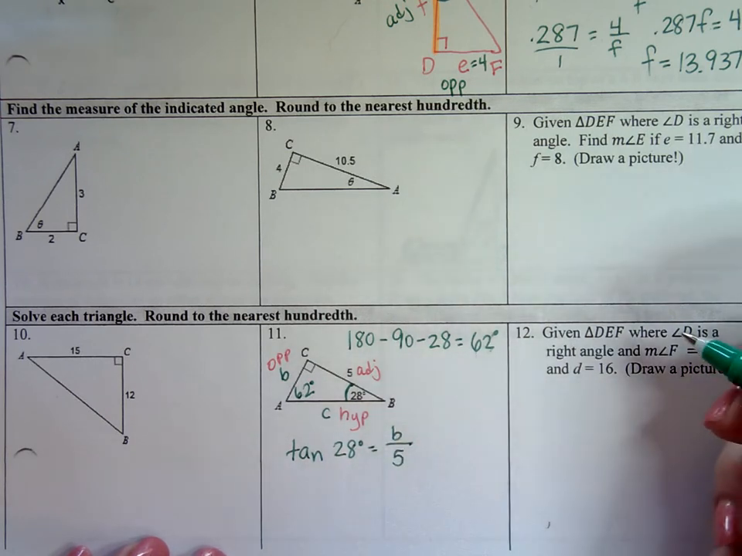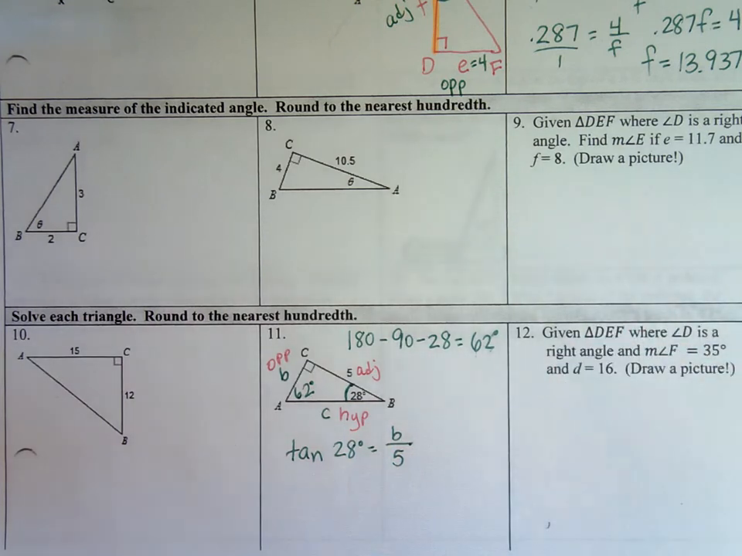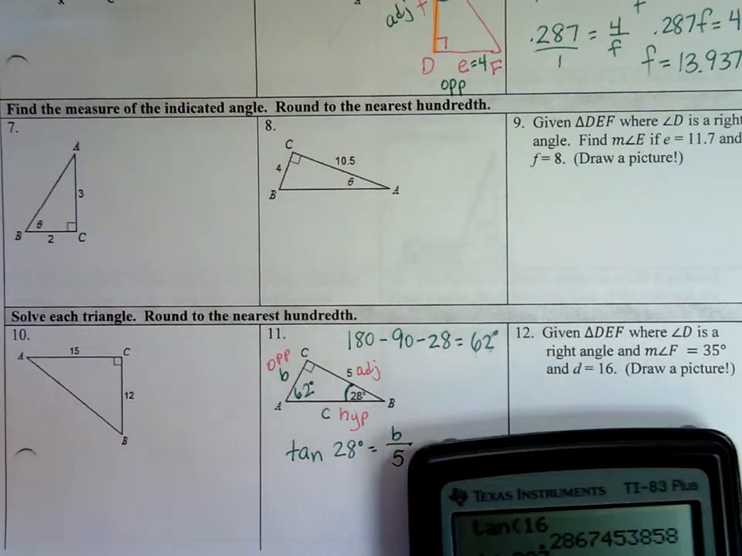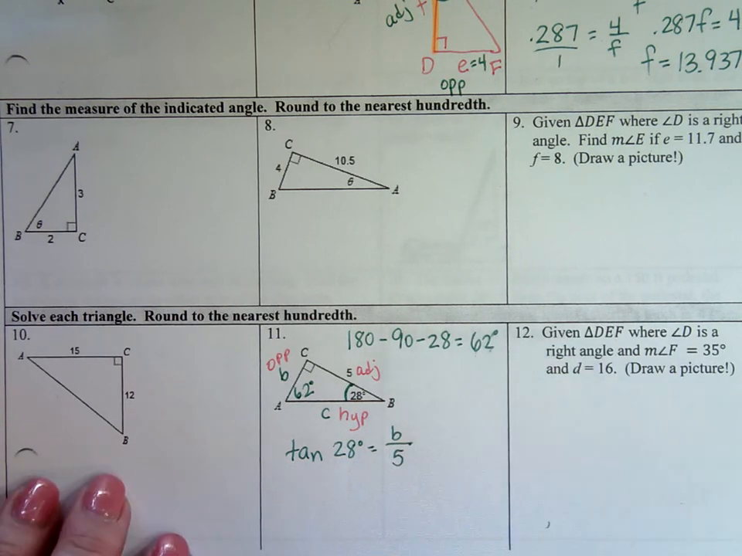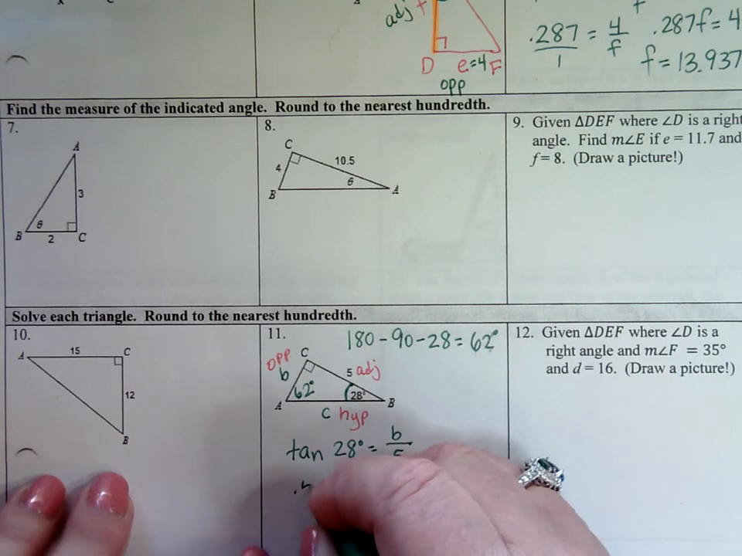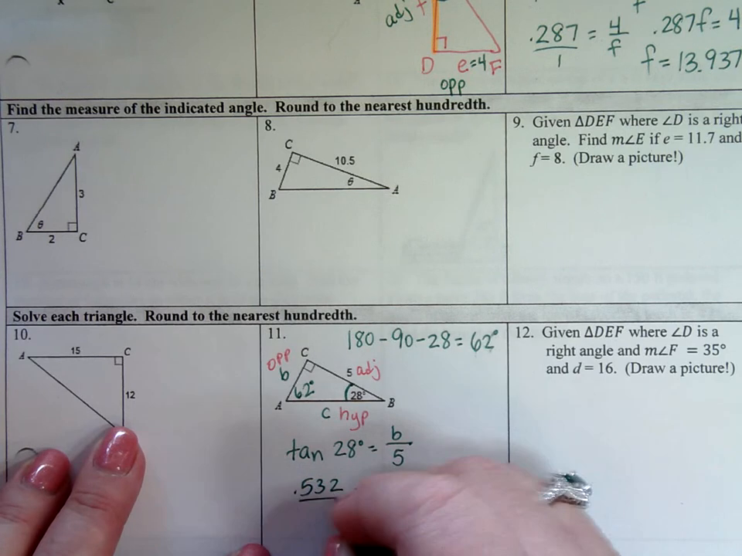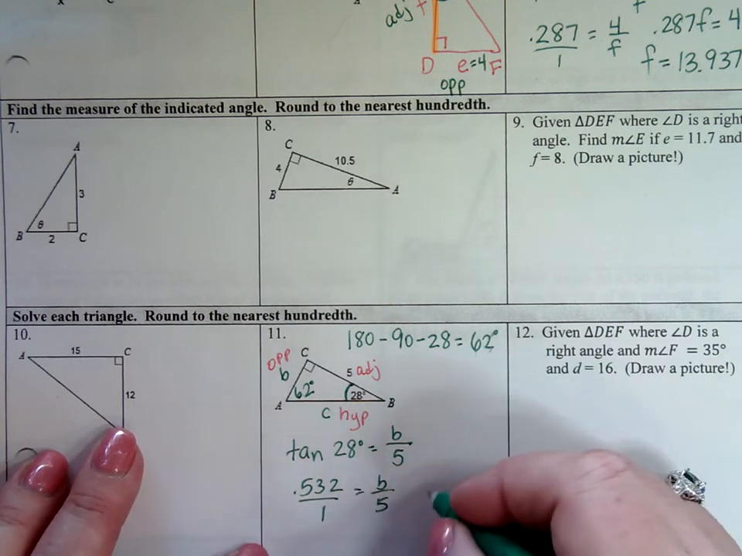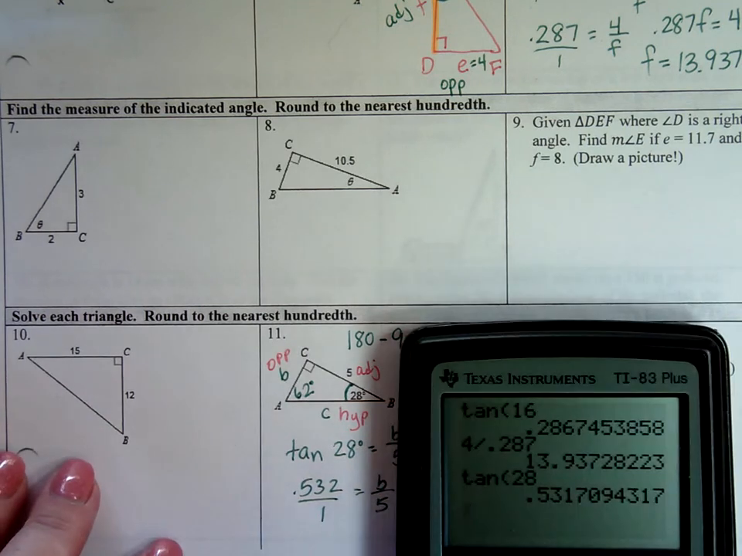So I go to my handy dandy calculator, and the tangent of 28 degrees is 0.532. 0.532 equals b over 5. Put it over 1. This one's easy. I get 1 times b, and 5 times 0.532. 5 times 0.532 gives me 2.66.